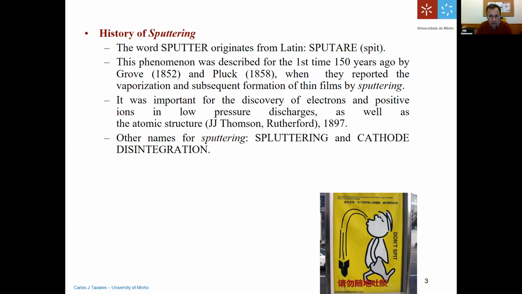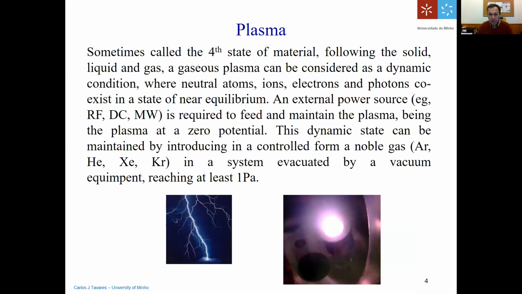So the word sputter originates from Latin. It's sputare, it means to spit. It's not very nice. This phenomenon was described for the first time 150 years ago by Grove and Plücker in the middle of the 19th century, when they reported the vaporization and subsequent formation of thin film by sputtering. It was important for the discovery of electrons and positive ions in the low pressure discharges through the Thomson and Rutherford experiments in the later part of the 19th century. Other names for sputtering are cathode disintegration, which we normally don't use. We just use sputtering or pulverization, which is a physical vapor deposition method.